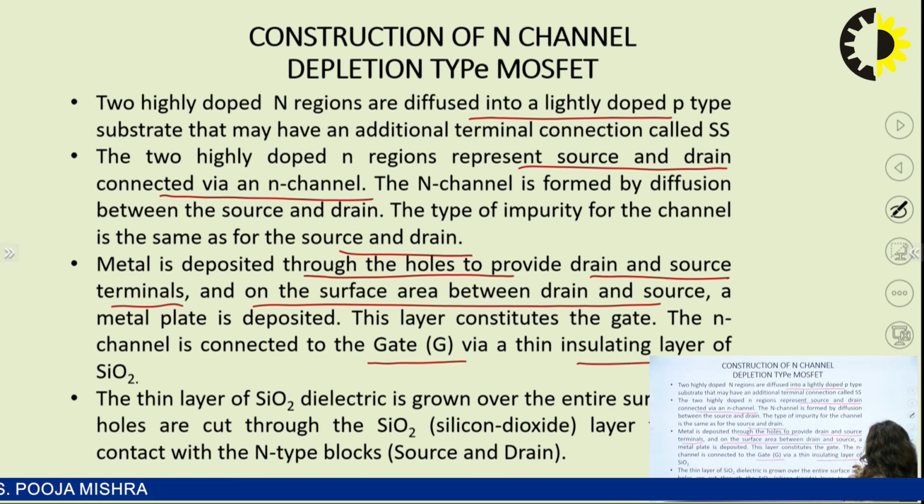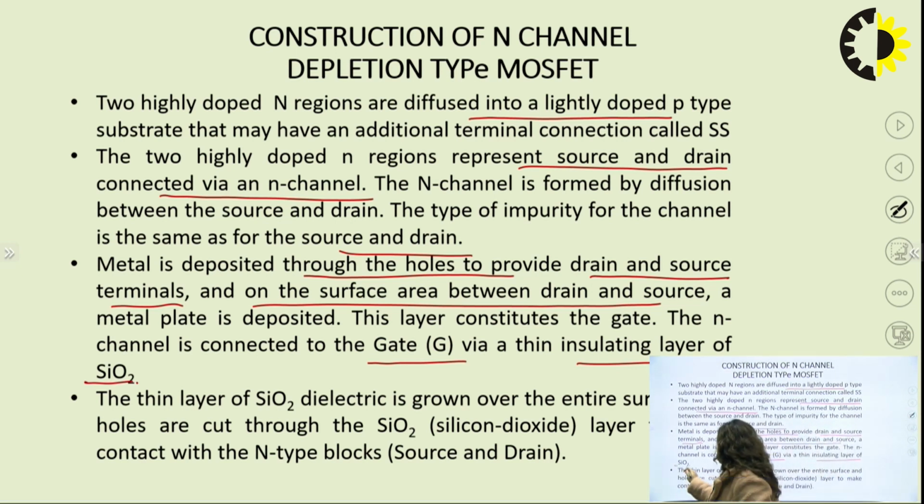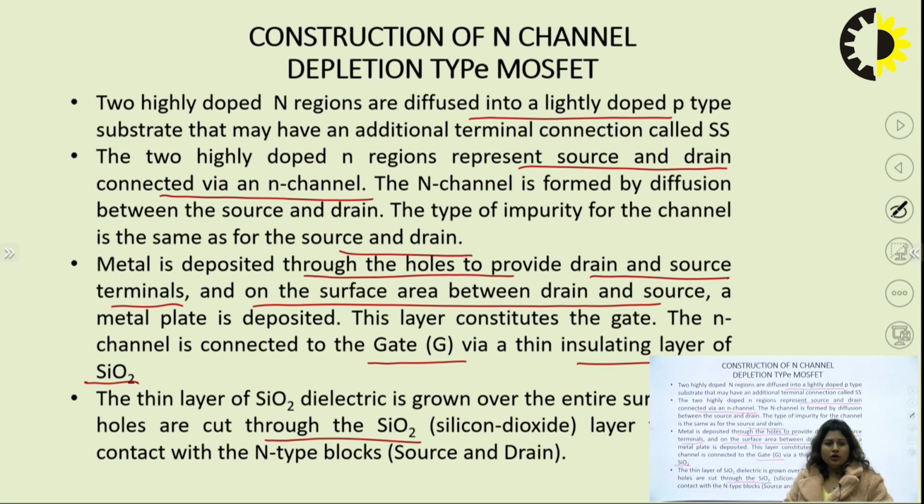Basically, a thin insulating layer of SiO2 is below the metal layer. The thin layer of SiO2 dielectric is grown over the entire surface, and holes are cut through the SiO2, the silicon dioxide layer, to make contact with the N blocks. So what we have written here is the construction: the layers, the P type layers.